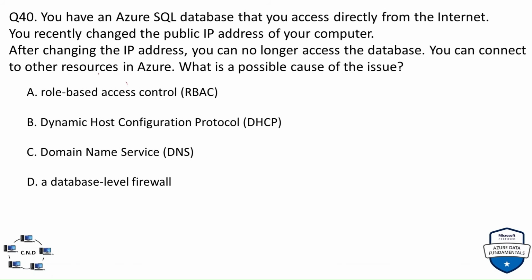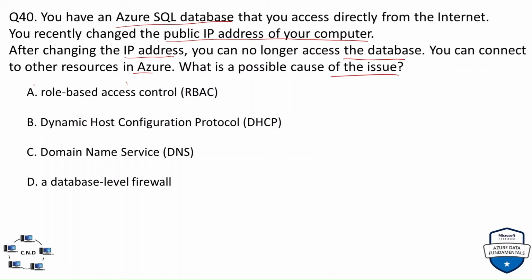Question number 40 is that you have an Azure SQL database that you access directly from the internet. You recently changed the public IP address of your computer. After changing the IP address, you can no longer access the database. You can connect to other resources in Azure. What is the possible cause of the issue?